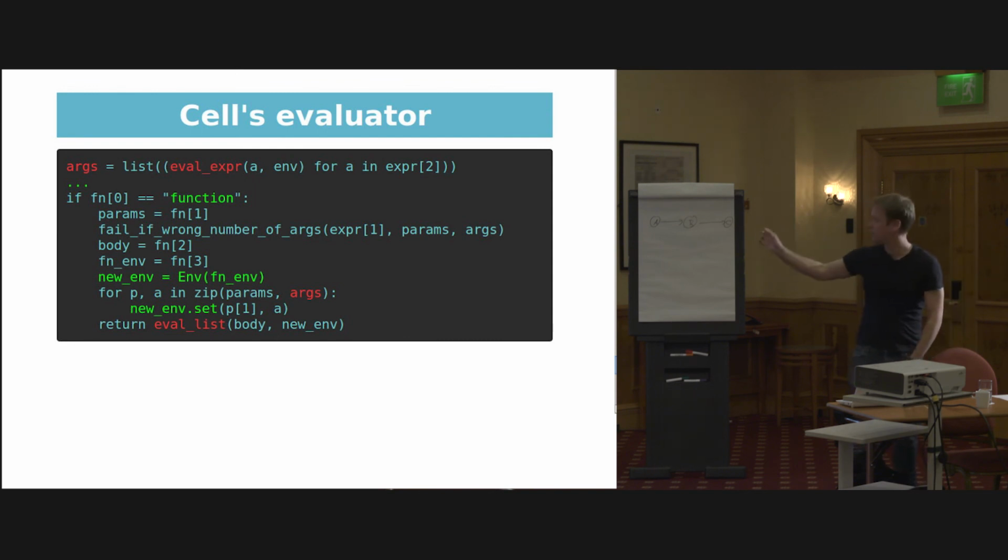What that uses is explore brackets 1, which is the arguments that are being passed to the function. Then we get hold of the body of the function, which is a list of expressions. And we get hold of the environment that was stored with the function when it was defined. In a minute, we'll see where that happens.